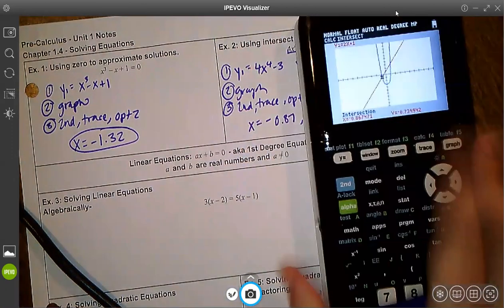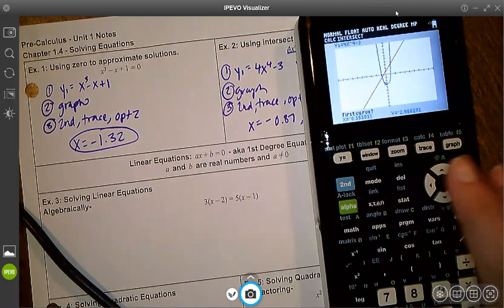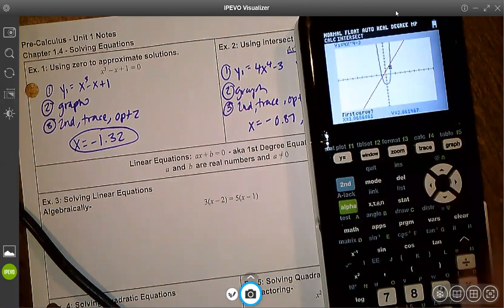And then you'll have to do it again for the other intersection point. Moving your cursor closer to the one you're looking for. You get 1.12.